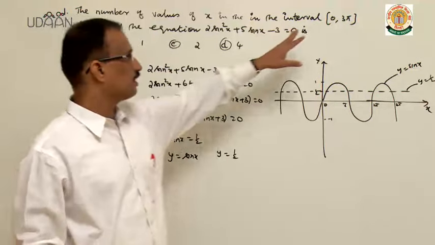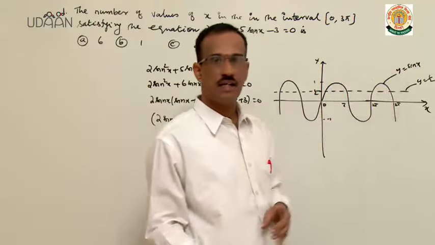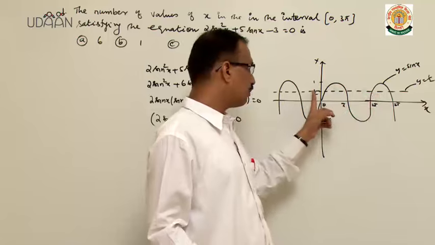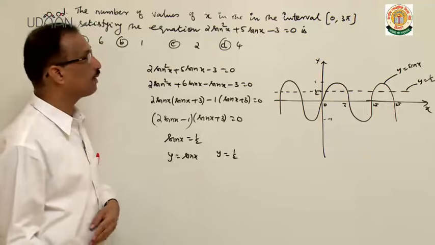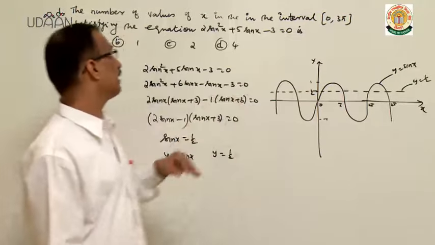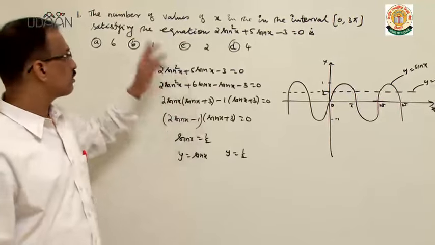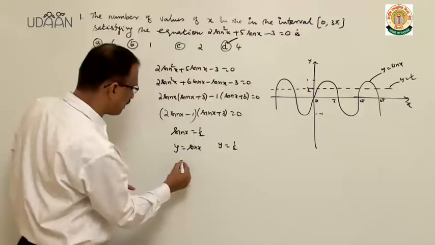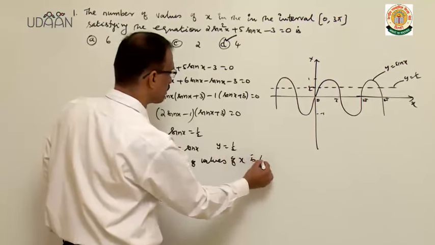Now from 0 to 3π, how many points is it meeting, that is, this line y = 1/2 and y = sin x? How many places? 1, 2, 3, 4. So these are intersecting at 4 points. They are asking the number of values of x in the interval [0, 3π] satisfying this equation, simply the number of values, not the values themselves. So the number of values you will be getting is 4 as the answer.